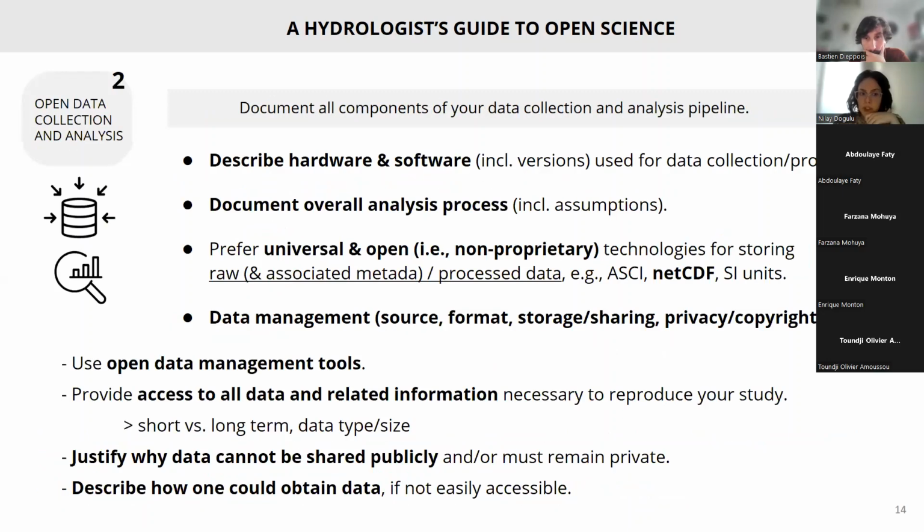For now, I will move to the second principle, which necessitates documenting all components of your data collection and analysis pipeline. So for this principle, you must describe your hardware and software, including the versioning and the data collection processing. It's very important that you also highlight the assumptions you make, and everything is important, right? Use of technologies for storing your data. This could be raw data, metadata, or processed data.